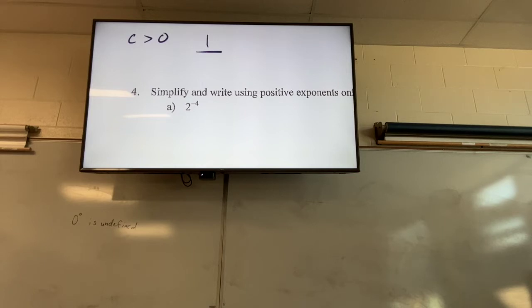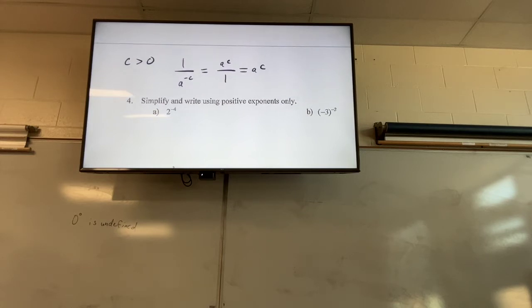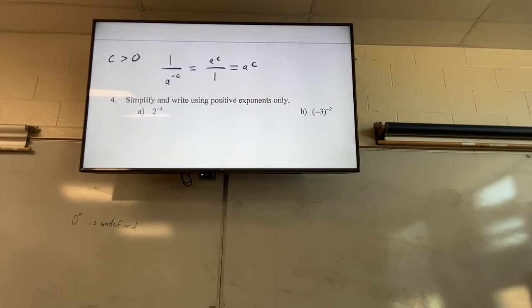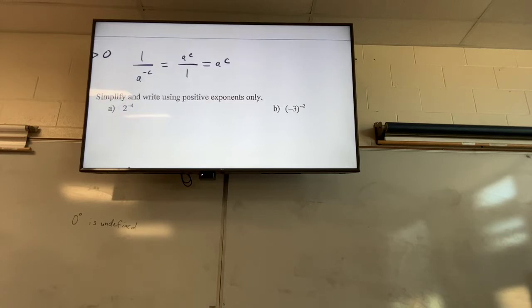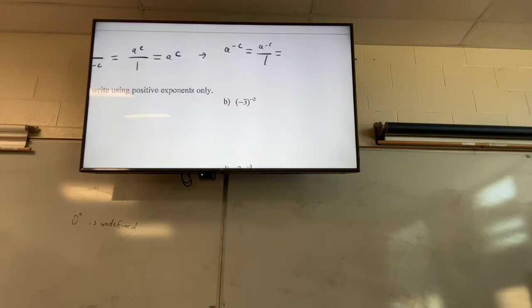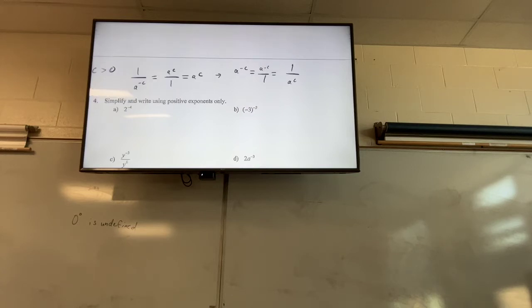Then 1 over a to the negative c is equal to a to the c over 1, which equals a to the c. So you can just take negative exponents, flip them to the other side of the fraction, and then make the exponent positive. Similarly, another way of writing this: a to the negative c equals a to the negative c over 1, which equals 1 over a to the c. And these should both get gold stars. I'm going to highlight them in my favorite highlighter color. Teal.